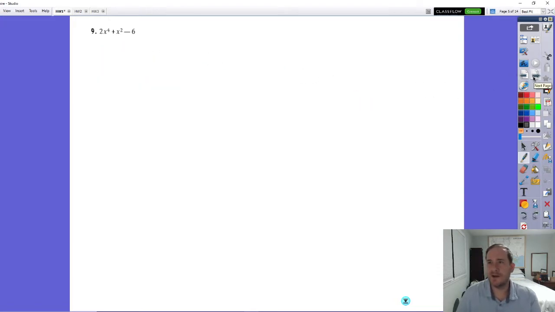Number 9. This looks like another sort of straightforward quadratic in nature problem, so I'm going to go ahead and let u be x squared. So this is 2u squared plus u minus 6, and then I can factor that. Again, because I have a leading coefficient, because there's a value here other than 1, I want to multiply. So 2 times negative 6 is giving me negative 12. I want to find factors that add up to positive 1.